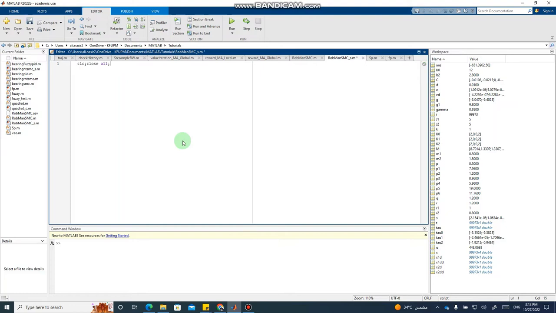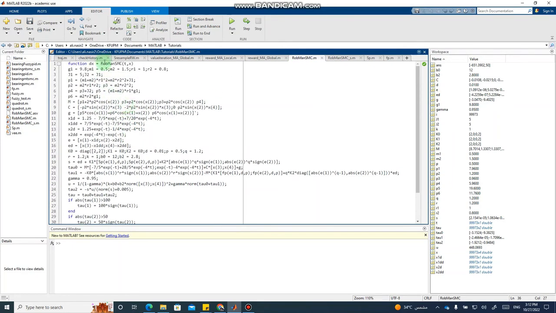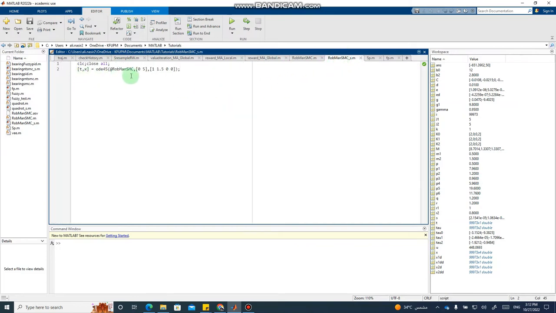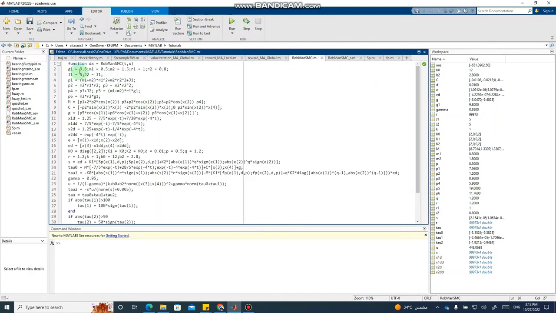All right, so for the script file, we just use clc, close all. We call the ode45 function, and we call this function rob manipulator smc that we just completed. And then we have these parameter values, which are repeated because I'm going to show you the plot of the control signal as well.